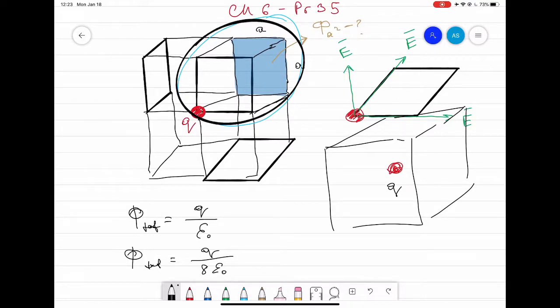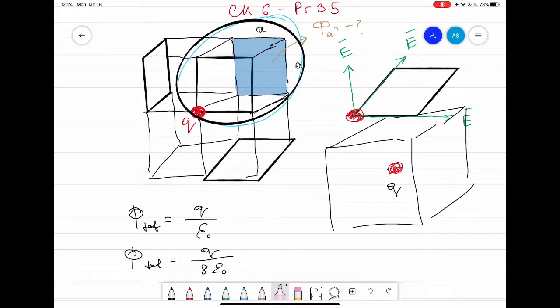However, if you look carefully, you can see that in that small cube, some sides will have 0 electric flux. So which sides can have 0 electric flux? Try to think.